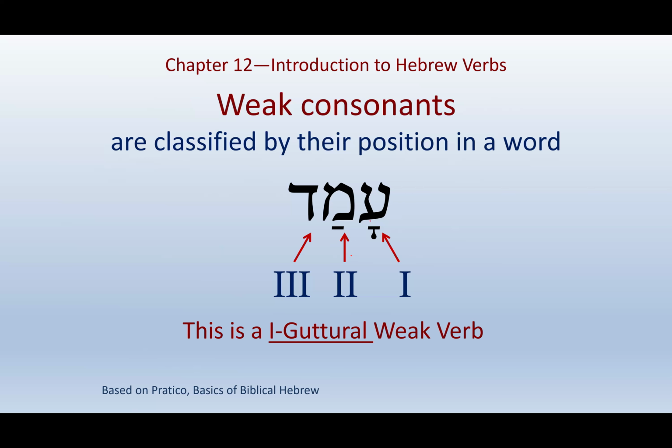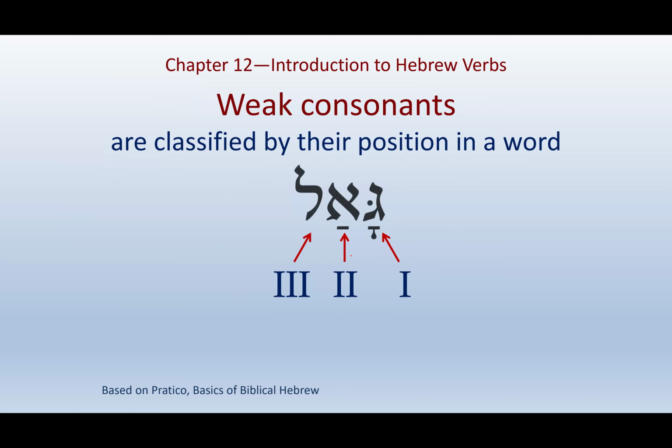So as long as you remember your gutturals and the letters that drop out, it's pretty easy to remember what these are. So that's a one guttural. Let's use a different word. This one is a two guttural. You see the two position is an aleph. That's a guttural. Qamets is not a guttural. Lamed is not a guttural. This is a two guttural weak verb.